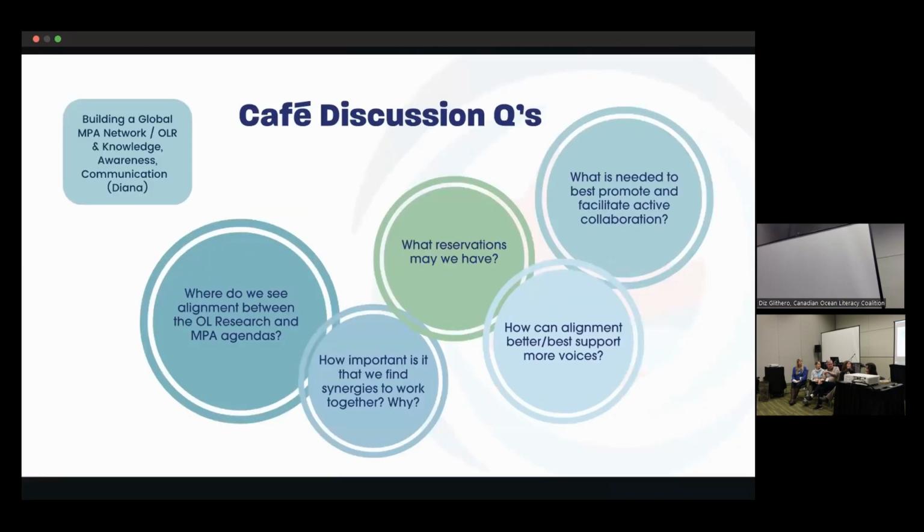So these are the questions that we will be asking. Where do we see alignment between ocean literacy research and marine protected area agendas? What reservations you may have? What is needed to best promote and facilitate active collaboration? How can alignment best support more voices? Inclusivity. How important is it that we find synergies to work together?